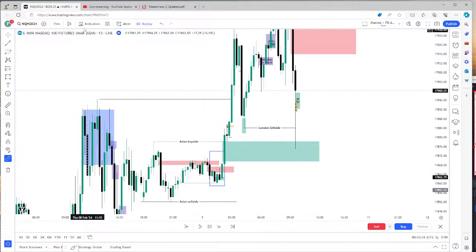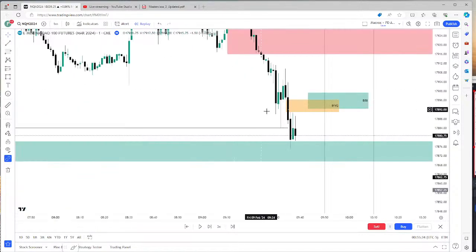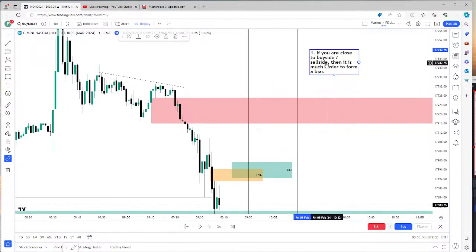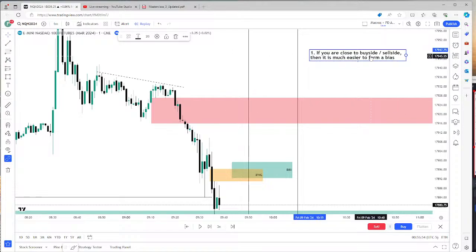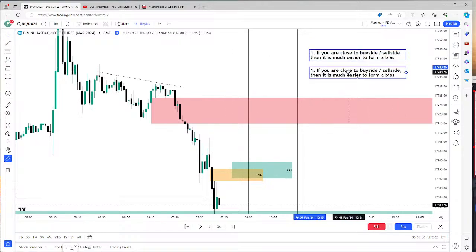Therefore, immediately at this point, going back to the 1 minute time frame, I'm bullish. If I'm trading the AM session, I'm bullish because I know the market's done liquidity raids and I know it's tapped into an imbalance. Now I just have to pick my entry model and pick my PD arrays to actually execute off, right? So that's really important. If you're close to buy side or sell side, that's much easier to form a bias, right?